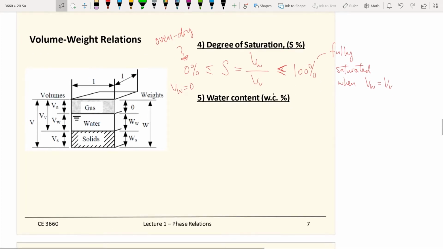Okay, next, water content. So water content is equal to the weight of water in reference to the weight of the solid. So that is the water content. And we understand that, we talked about this a couple slides ago, the weight pretty much is equal to the mass times the gravity, right?